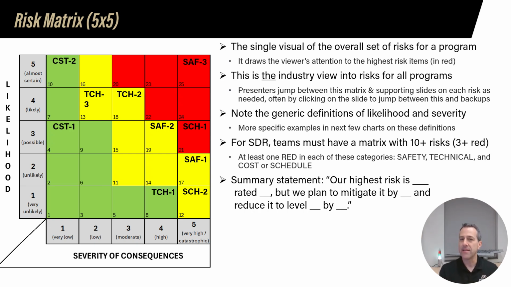And I think this is an example statement that, if you think about the concept of a BLUF, bottom line up front, is some statement about our highest risk as a program: this risk, and it is rated this rating, but we plan to mitigate it by doing this and reduce it to level this by this point in time.